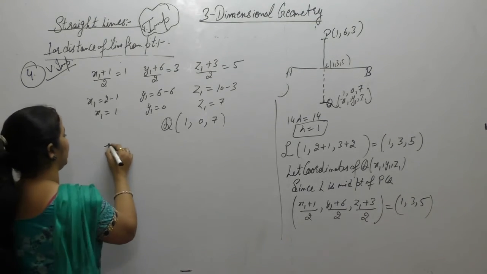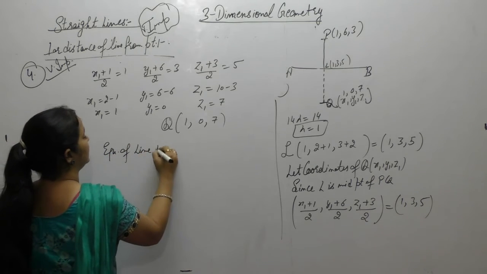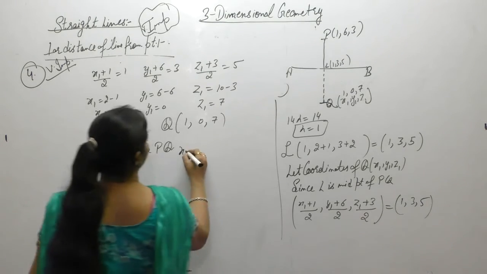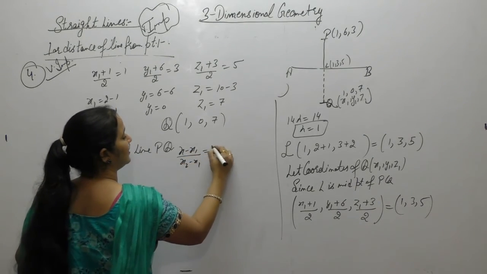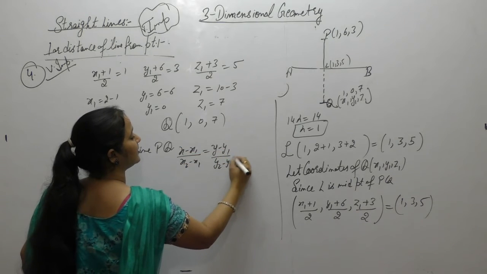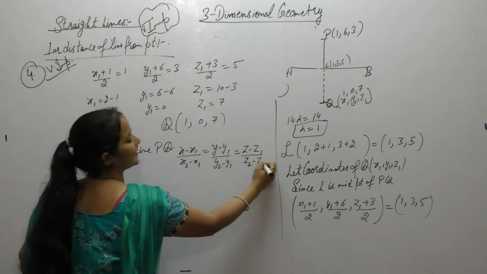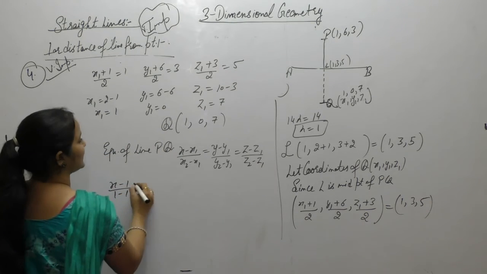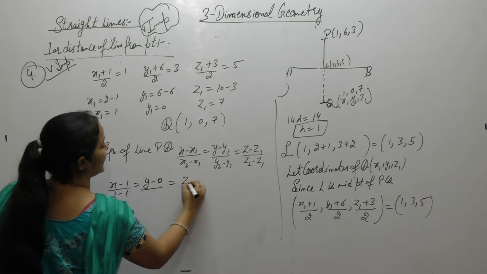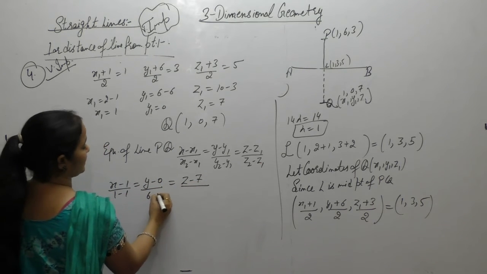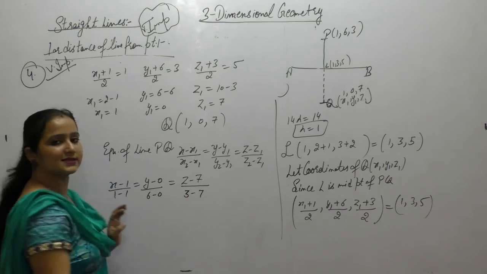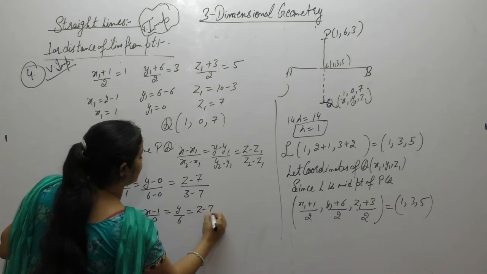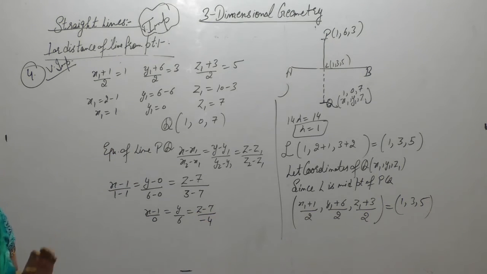Now we want to find the equation of line PQ. We know the Cartesian equation of the line joining two points. What is the equation for that? x minus x1 upon x2 minus x1, y minus y1 upon y2 minus y1, z minus z1 upon z2 minus z1. This is the equation. Now x minus 1, x2 is 1 minus 1, y minus y1, z minus z1, y2 is 6 minus 0, 3 minus 7. So x minus 1 upon 0, y upon 6, z minus 7 upon minus 4.